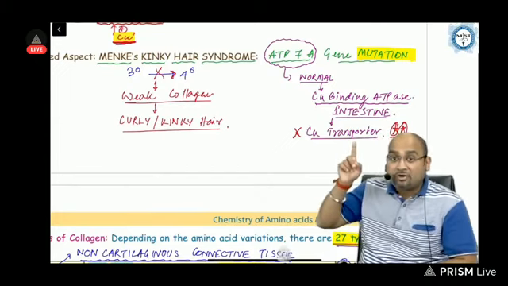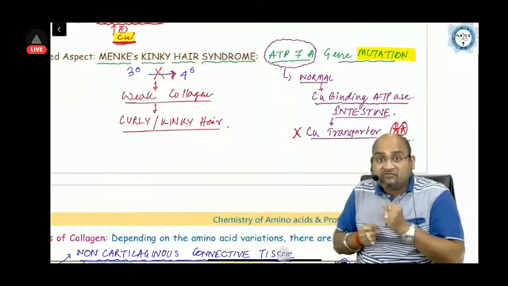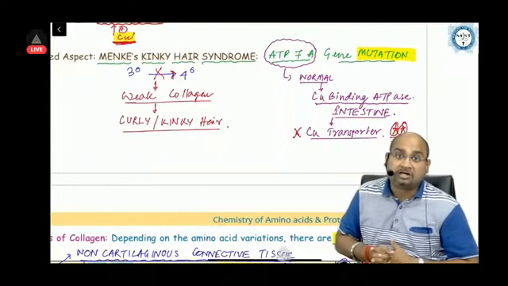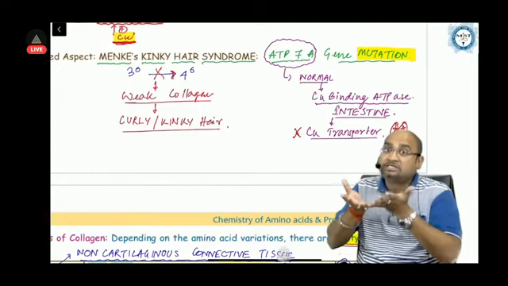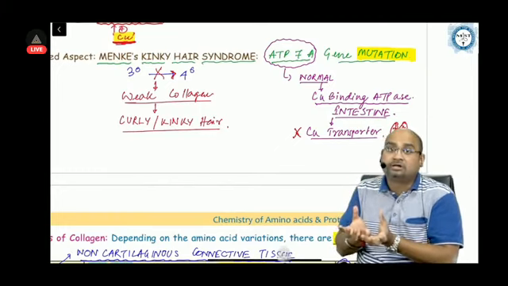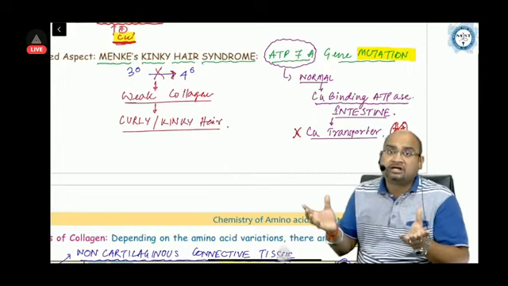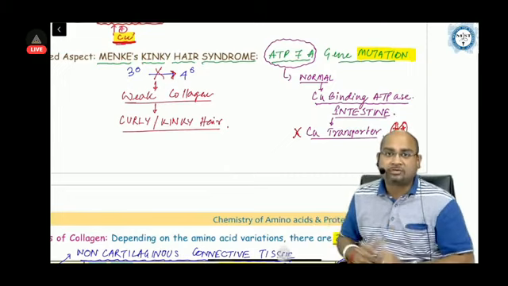However, here in Menkes, copper is not absorbed from our intestine. So here it is a deficiency of copper in the blood. Try to understand: in Wilson disease, copper will increase in the blood; in Menkes kinky hair syndrome, copper will decrease in the blood. Totally different scenarios. ATP7B and ATP7A do two totally different types of job.